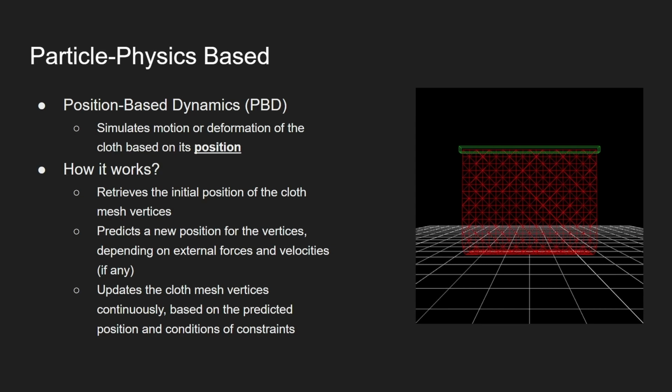So how it works is, initially you retrieve the position of the cloth mesh vertices. Next, it will try to predict a new position for the vertices. And this depends on whether there are any external forces being applied to it, or in any case, if there is velocity being applied to it. And by going in a loop, this updates the cloth mesh vertices continuously, based on the predicted new position and conditions of different constraints.